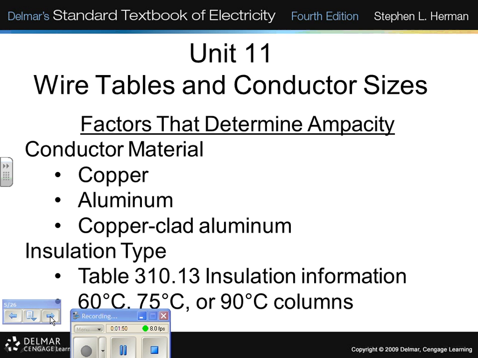Now, the 3 columns have to do with temperature ability. In other words, if a 60-degree wire has a certain ampacity, a 75-degree wire will have a higher ampacity at the same 60-degree rating. Or a 90-degree wire will have a much higher ampacity rating for that same 60-degree column. So the 3 columns are 60, 75, and 90. And they have to do with ambient temperature areas or derating, which is one of the main things we want to talk about today.